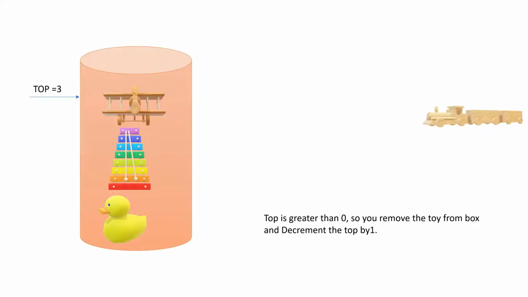Now the top pointer is 3. We can remove an element from the stack. First thing we have to do is, we have to check whether top is not equal to 0. Top must be greater than 0. Yes, the top is greater than 0. So you can remove an item from the stack and you can decrement the pointer by 1.